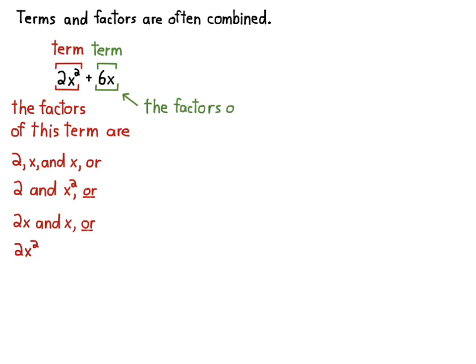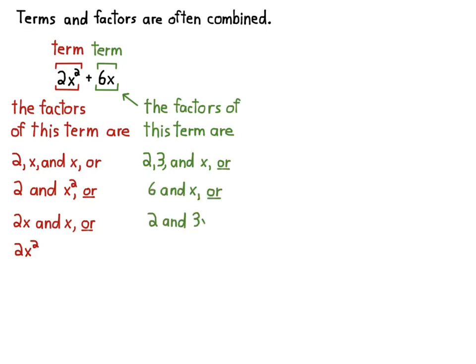The second term, 6: 6 is a factor of the second term, 2 is a factor, 3 is a factor, x is a factor, 3x is a factor, 2x is a factor, and 6x is a factor of 6x. It's all these different ways of thinking about it. You have to be able to think about it these different ways in order to do algebra properly. Okay? But 6 is not a factor of the whole expression. Only of the second term.